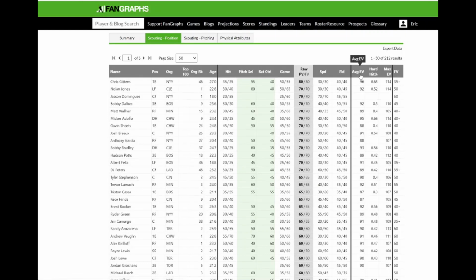I've got the average exit velocities. These are still 2019 minor league numbers as of right now, because we don't have anything from 2020. Here's the hard hit rate, which is the same hard hit rate that you're familiar with from other parts of this site and at Baseball Savant. Balls in play at 95 miles an hour or above. And then here's the max exit velocity.